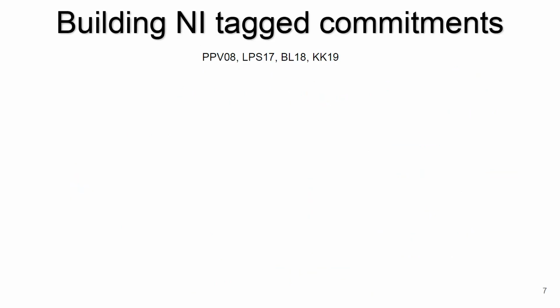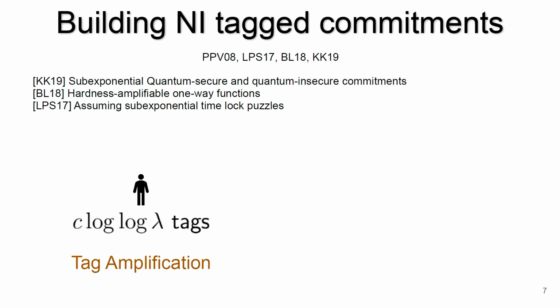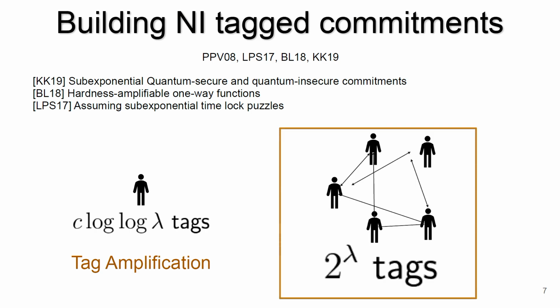So how do you build these tag commitments? You start with these assumptions, and you end up building first a scheme for C log lambda many tags. And then you do a tag amplification procedure, and you build it for exponentially many tags, which is 2 to the power lambda many tags. So this tag amplification procedure, which exists for all these schemes, is very important. So how do you do it?